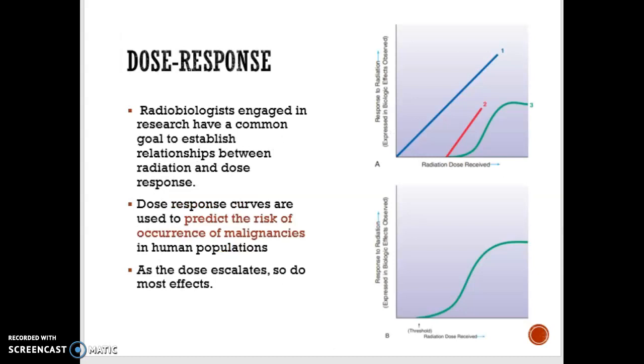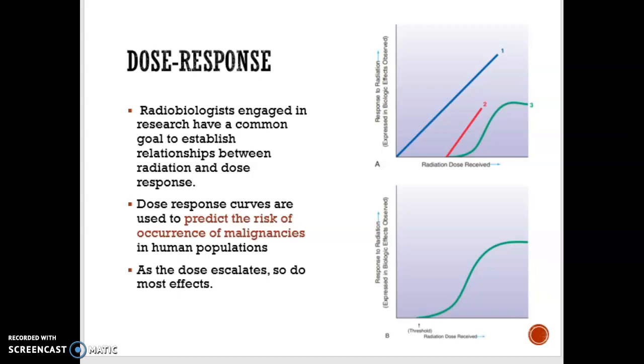So when looking at the late effects of radiation, what is the whole point of using a dose-response curve? Radiobiologists engaged in research with a common goal to establish relationships between radiation and the dose response. The information obtained can be used to attempt to predict the risk of occurrence of malignancies in human populations that have been exposed to low levels of ionizing radiation. Now, the radiation dose-response relationship is demonstrated graphically through a curve that maps the observed effects of radiation exposure in relationship to the dose of the radiation received. As the dose escalates, so do more effects.